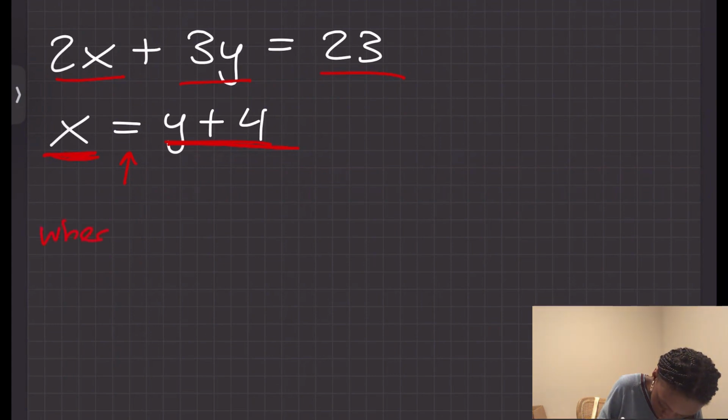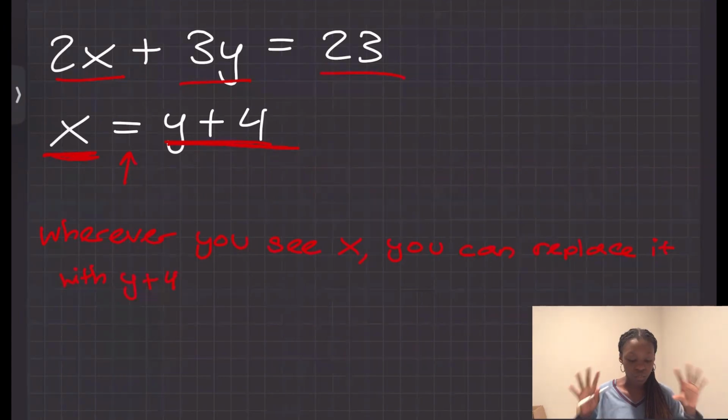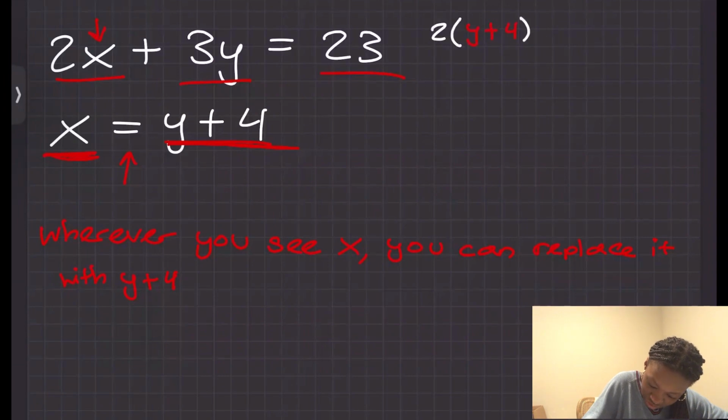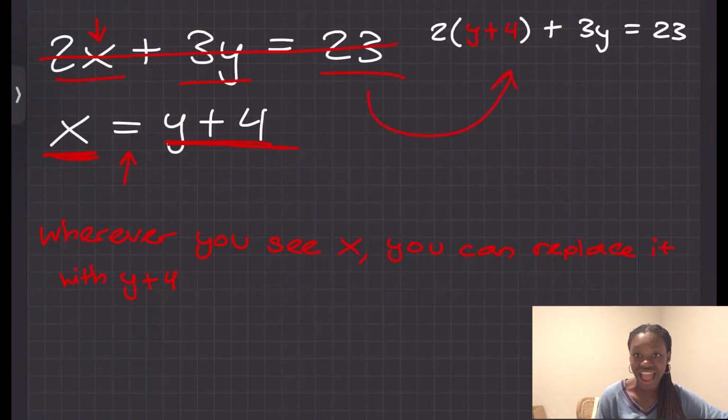Basically, wherever you see x, you can replace it with y plus 4. Since x is equal to y plus 4, wherever you see x, you can replace it with y plus 4. So I see x right here in the 2x, so I'm going to replace that x with a y plus 4. So that new equation is going to be 2 times (y plus 4) plus 3y equals 23. Okay, so this equation is now replaced by this equation, where instead of x, I have a y plus 4.